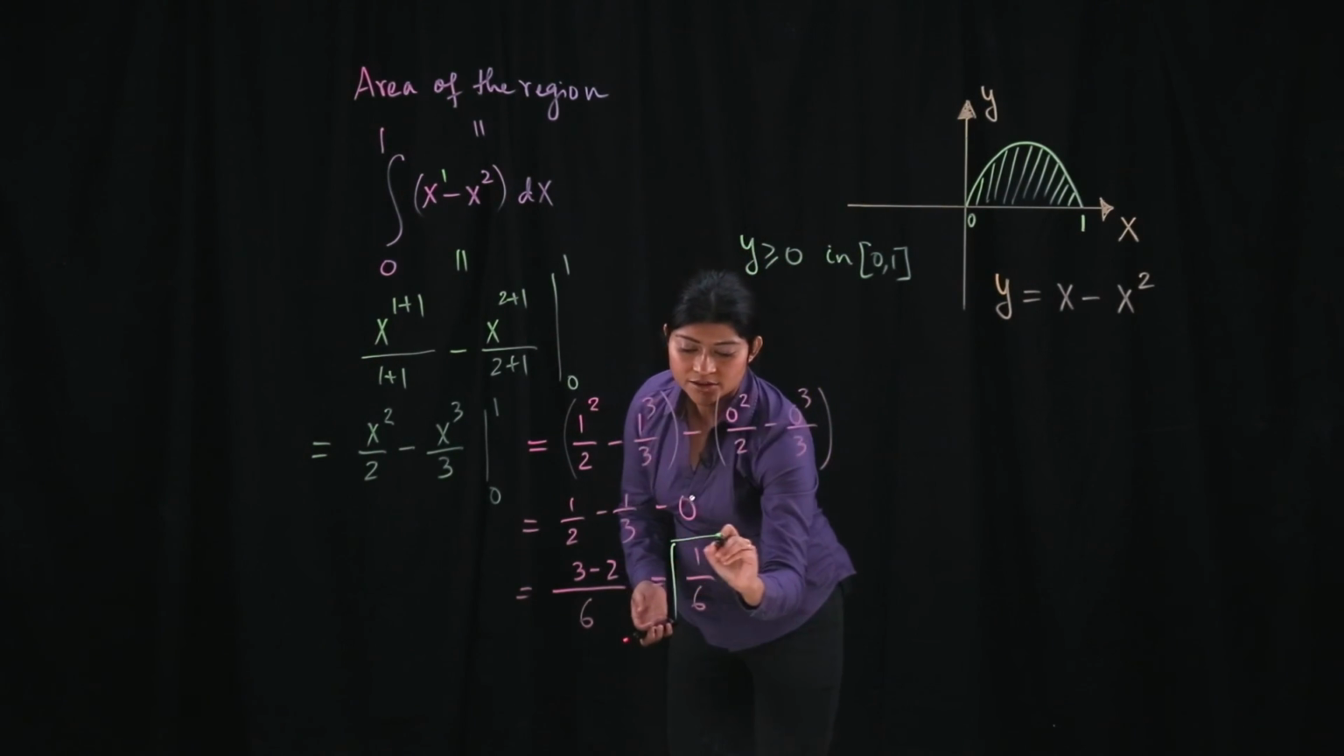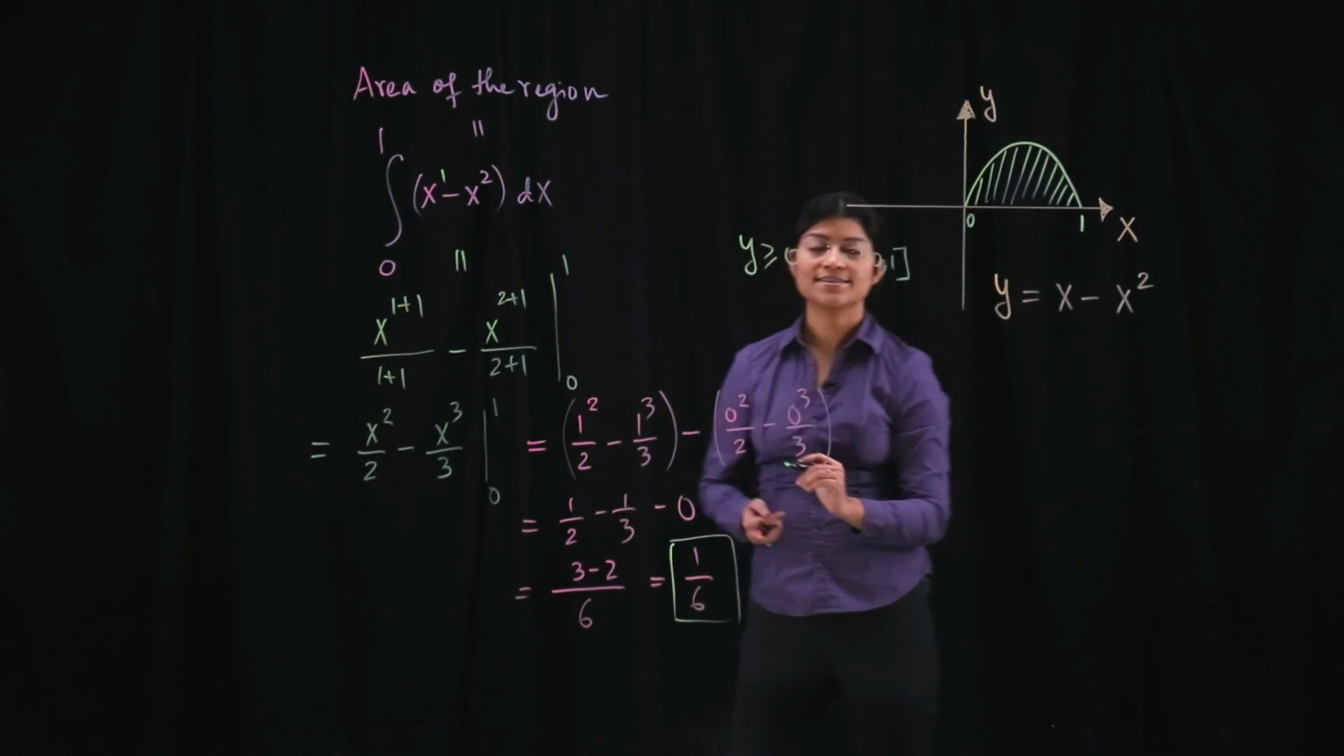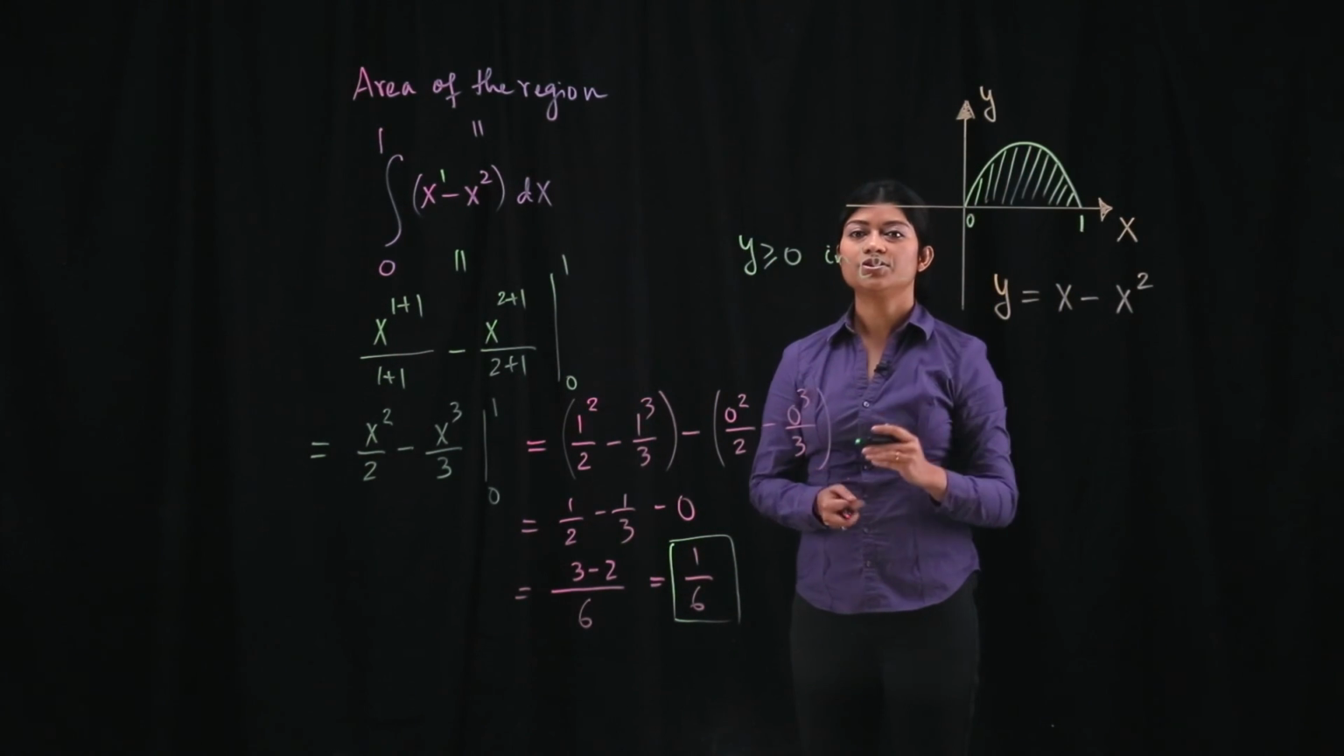So 1/6 square unit is the area of this region that's given to us.